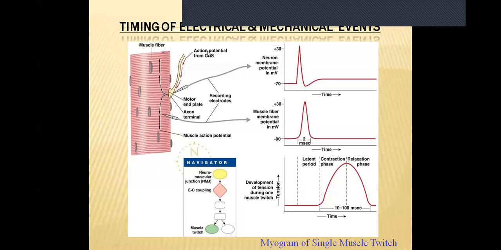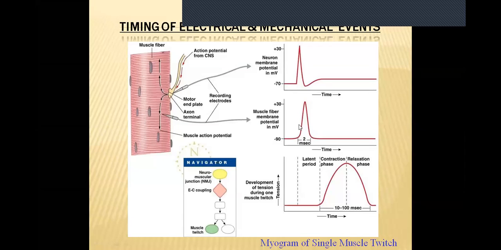When a single action potential is given to this nerve fiber, a single spike will be generated in this machine. This single spike is called a muscle twitch. A muscle twitch is the representation of a single contraction and relaxation. When the muscle fiber contracts and relaxes one time, that one contraction and one relaxation is called a twitch. So the single muscle twitch will be in this form.